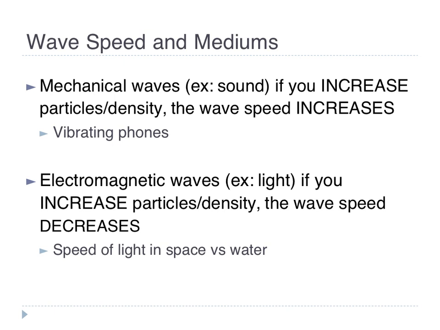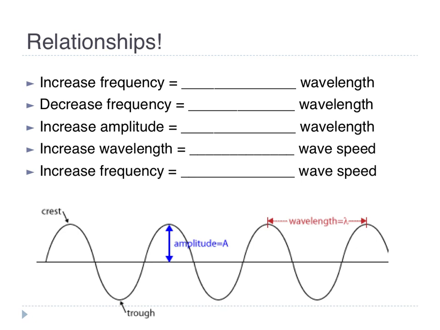M, mechanical; M, medium. Mechanical waves require a medium. So mechanical waves do want mediums. If you make it more dense, that's better for them. They travel faster. Electromagnetic waves do not. They don't need a medium, so they aren't going to travel as fast in something that is denser. All right, so do you have the relationships down pat now?